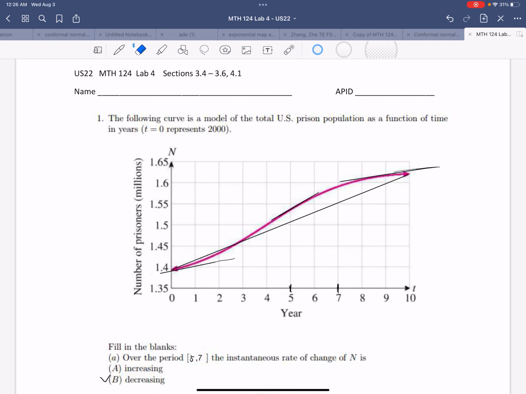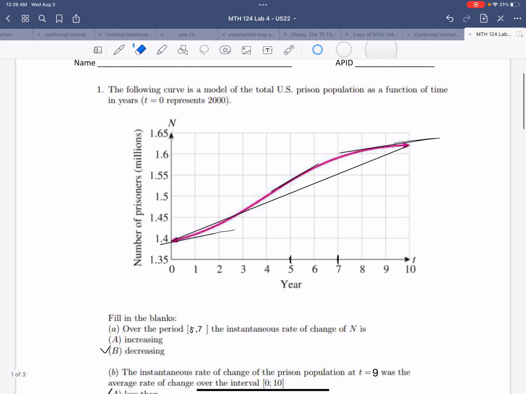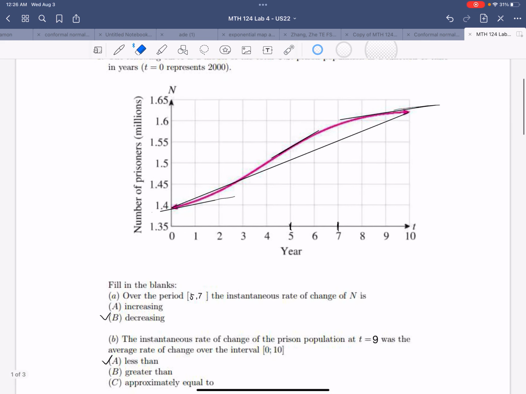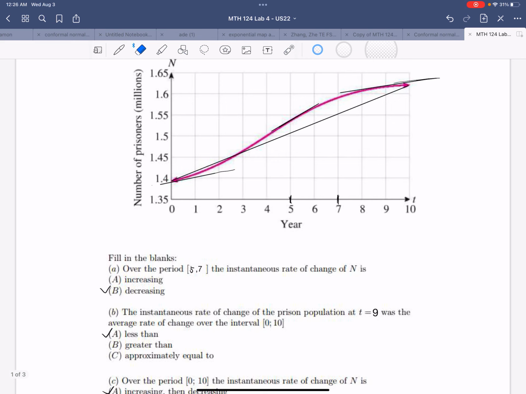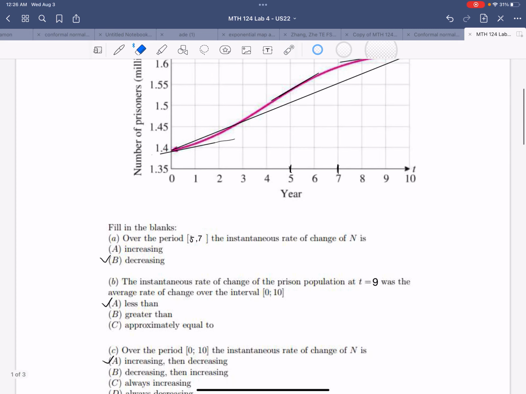The first question says the following curve is a model of a population that changes with time. The first part asks, over the period from 5 to 7, is the derivative increasing or decreasing? This derivative means the slope of the tangent line. From 5 to 7, the tangent line becomes more and more horizontal. That means the derivative is decreasing, right?